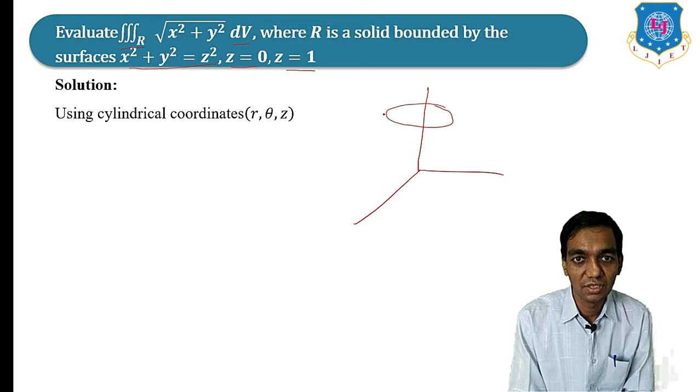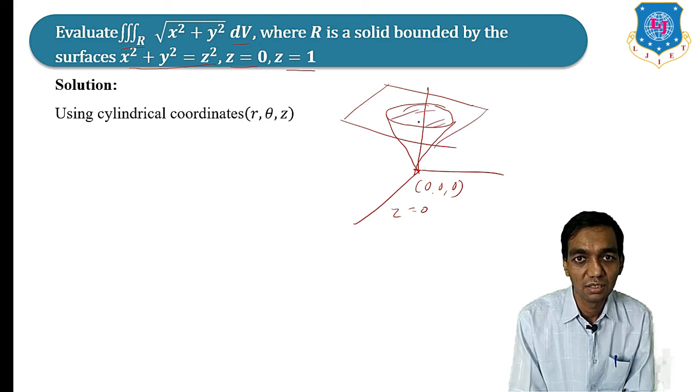So we are starting with the cone. Then you have a cone like this in three dimensions, and this cone is starting from this point 0, 0, 0. This plane is the z = 0 plane, and here we are going to cut this region by this plane, z = 1.